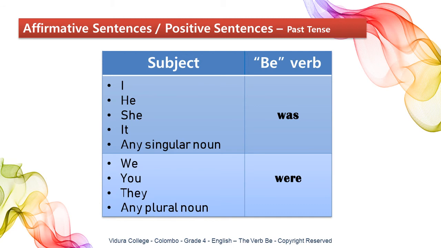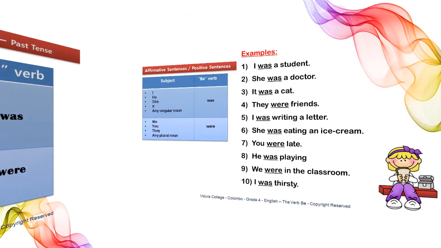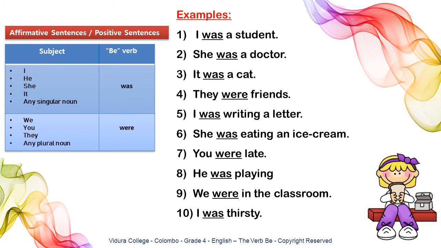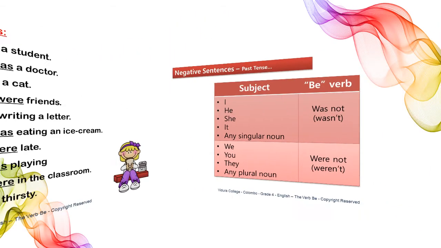Let's see some examples. I was a student. She was a doctor. It was a cat. They were friends. I was writing a letter. She was eating an ice cream. You were late. He was playing. We were in the classroom. I was thirsty. Like that you can make sentences.